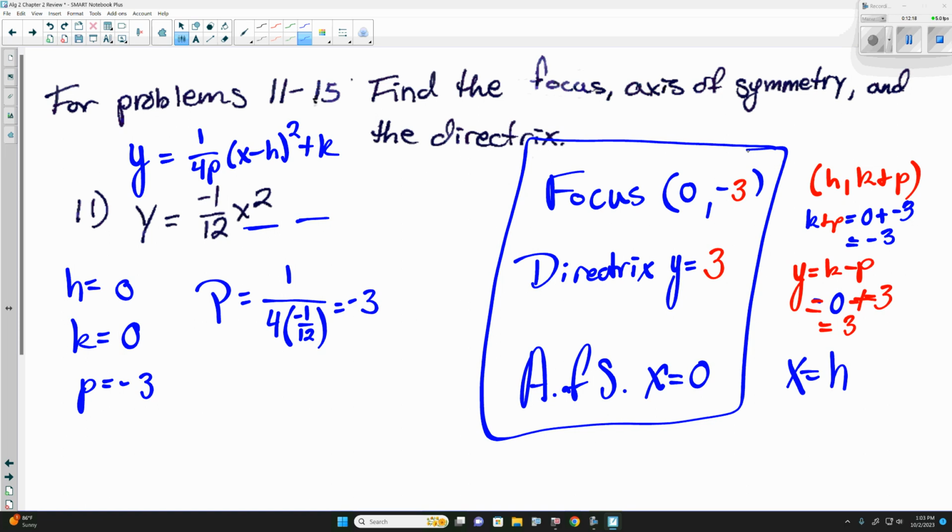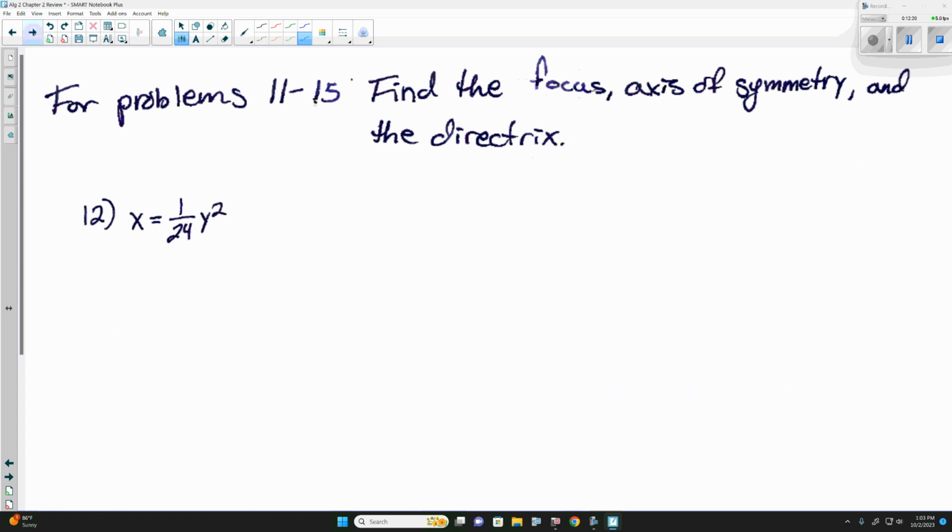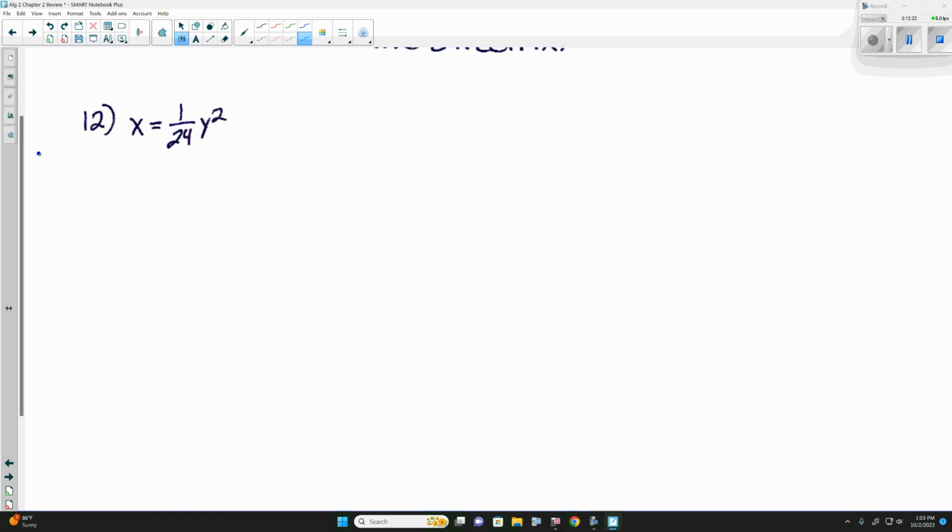You ready to look at problem number 12? Now this one here has x equals. So we're going to use the x equals equation. x equals 1 over 4p times y minus k squared plus h.